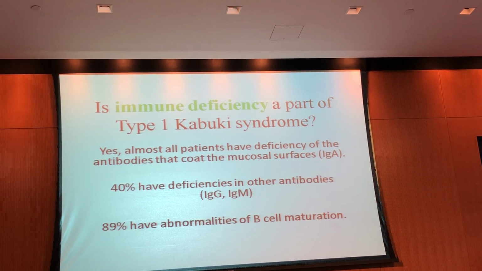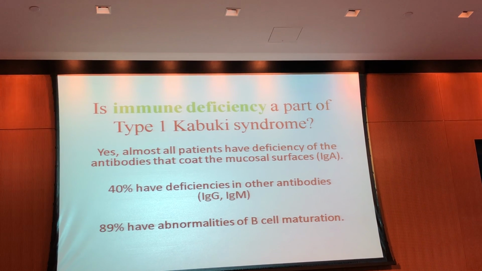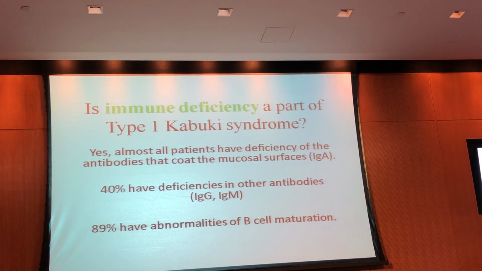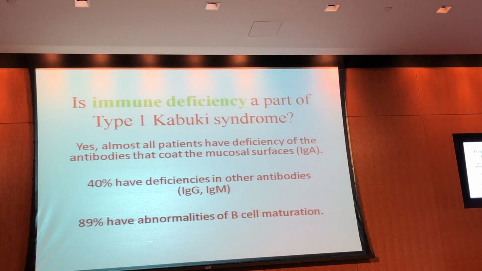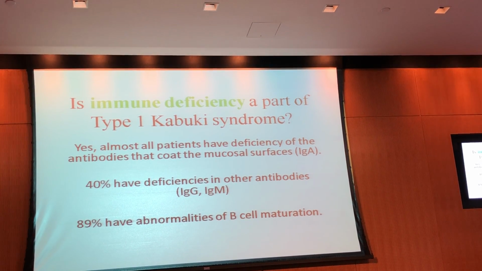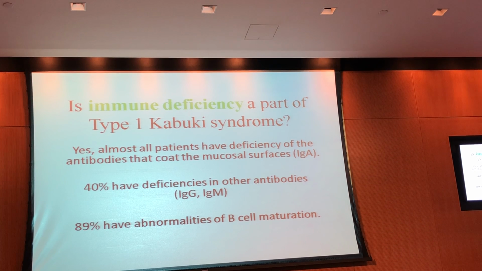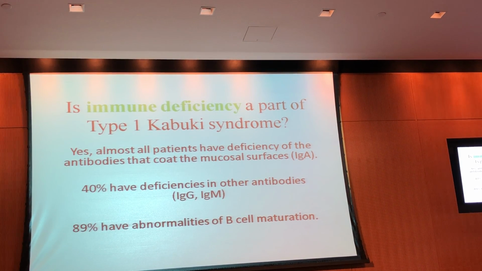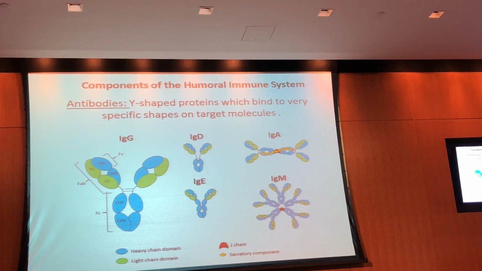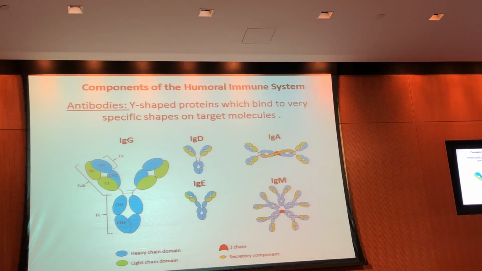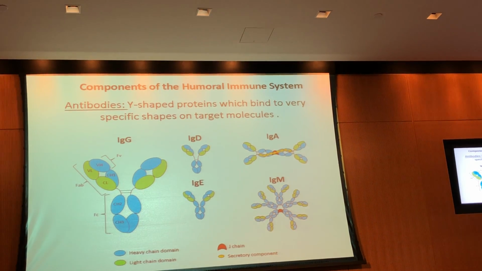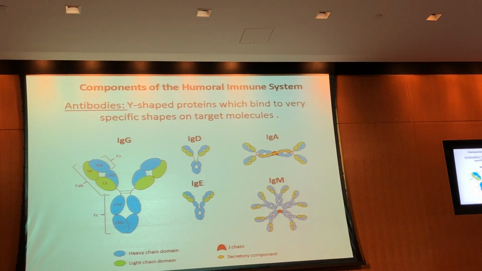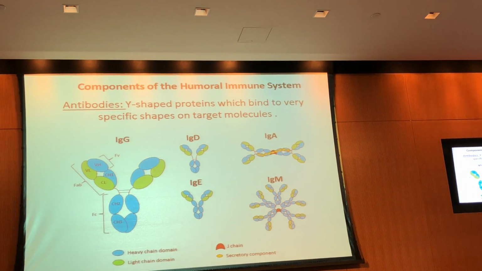But in addition to having low levels of IgA, about 40% of Kabuki patients will also have lower levels of two other important immunoglobulin types, IgG and IgM, and the majority of them will have some abnormality within their B cell compartment. And there are lots of different types of B cells that go through a complicated differentiation pathway, and I'm going to dive into some of those details today. But to help you better understand and put this all into context, I want to briefly talk about this humoral immune system. So this is the part of the immune system that makes these Y-shaped proteins called antibodies.